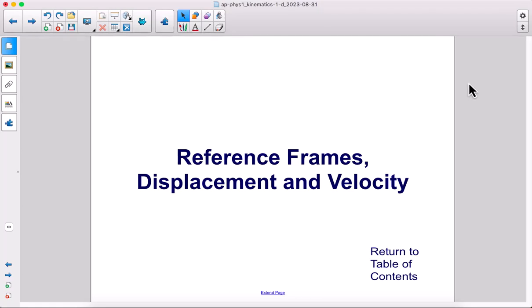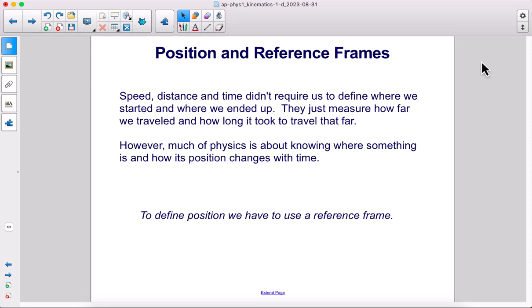Reference frames, displacement, and velocity. Speed, distance, and time didn't require us to define where we started and where we ended up. They just measure how far we traveled and how long it took to travel that far. However, much of physics is about knowing where something is and how its position changes with time.